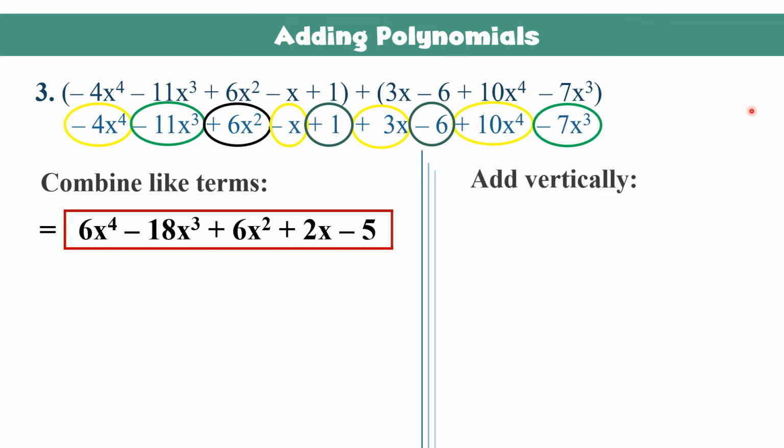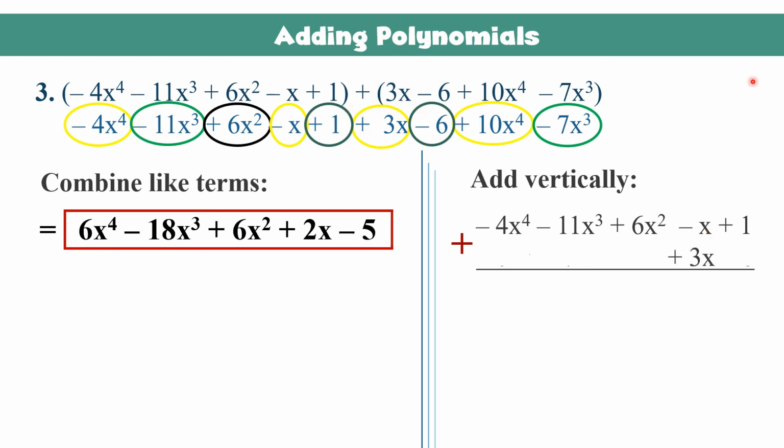Same with adding them vertically, copy the first polynomial and make sure to align each term from the second polynomial to their like terms. So let's start with 3x. To add them, you have to align this with its like term. So 3x must be under negative x. Negative 6 must be below positive 1. Positive 10x raised to 4 must be written below negative 4x raised to 4. And negative 7x cubed must be written below negative 11x cubed.